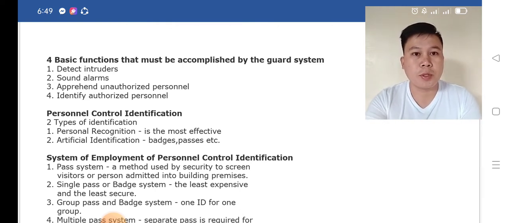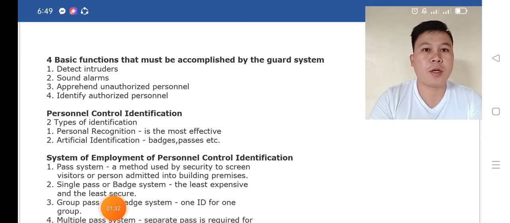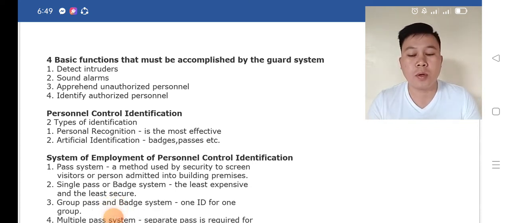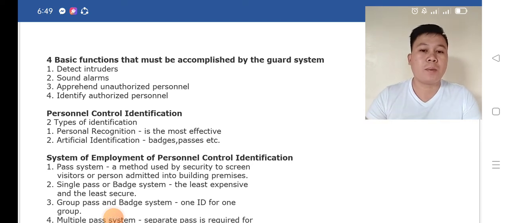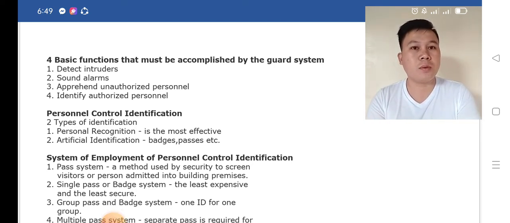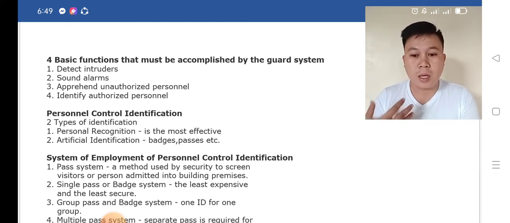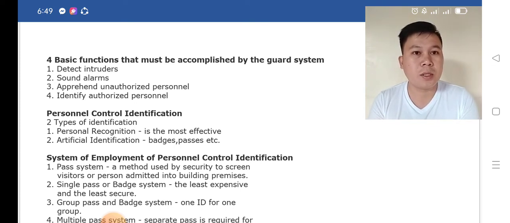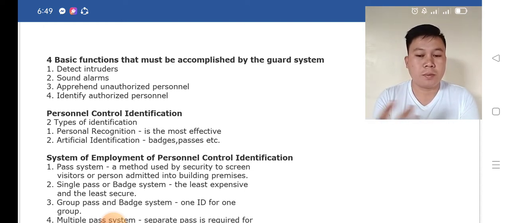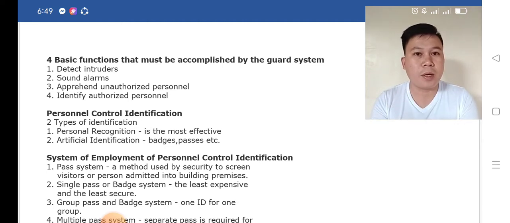We also have personnel control identification. So paano natin makokontrol yung pagkakilanlan ng bawat papasok sa isang establishment. So mayroon tayong two types of identification kung paano natin agad-agad makikilala yung mga pumapasok. Number one is personal recognition. It is the most effective kasi kapag papasok sila, let us say merong mga devices na makaka-identify doon sa facial recognition nila. So, hindi kayo makapasok ng intruders.